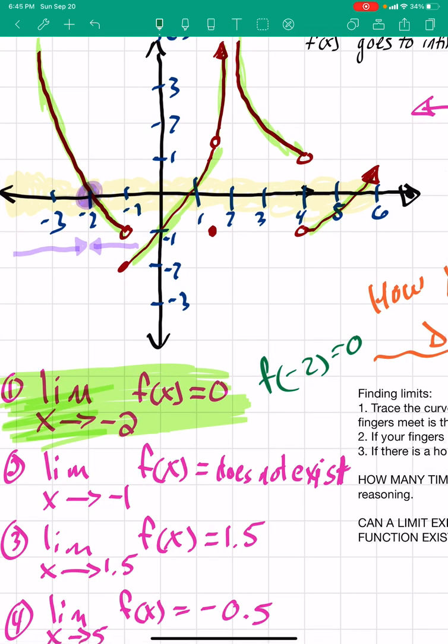We read this one as the limit as x approaches -1 of f of x does not exist. You'll also see that noted as DNE going forward. So let's see what's going on. Let's go to the graph again.